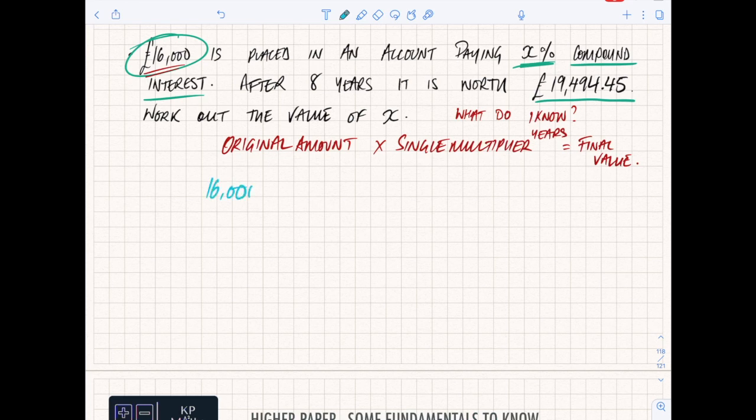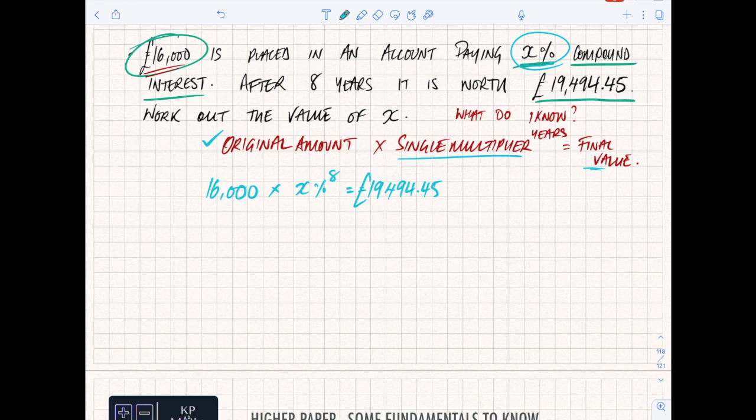So 16,000, what do I know? I know 16,000 is my original amount. Okay, so I've dealt with that bit. Single multiplier. Well, this is this part here. It's X%. So I know it's going up. So it's going to be 1 point something, okay, as a single multiplier. So I can just call it X% for now. And it's to the power of 8. So I know I'm going to do a power of 8 there. And that's equal to my final value, £19,494.45. Okay. So this is what I know.